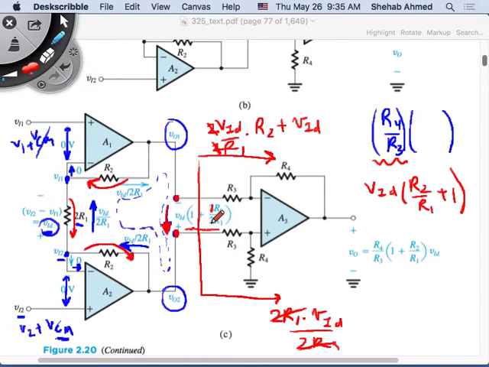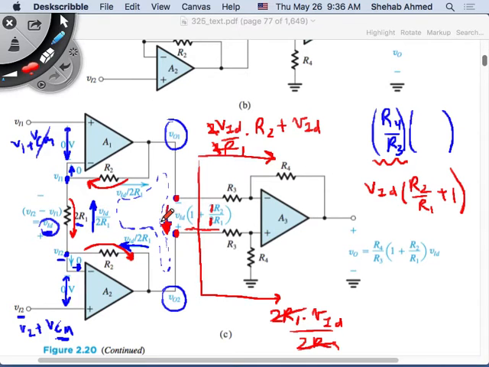Find the 2's here. Right, so VID over 1 plus R2 over R1 is what's going through here. It's like I've created a non-inverting amplifier that eliminates common mode from the input. Right, and that's what I have here. So it fixes the first problem as well.